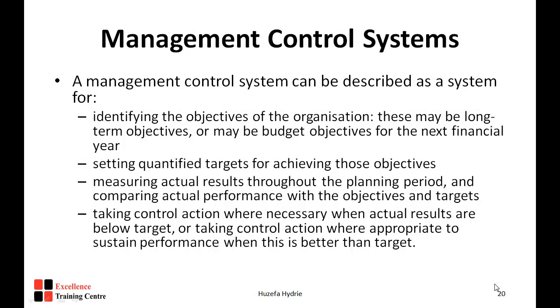Basically this will be relating to the control part of the three purposes. A management control system is a system to control the activities within an organization, to control the performance of different things in the organization. So first of all, what we will be doing is identifying the objective of the organization.